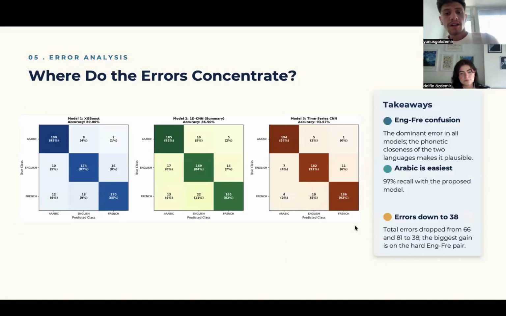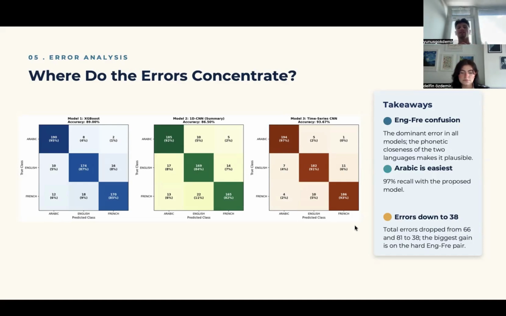When we come to error analysis, these are the confusion matrices, which show us where the models make mistakes. Across all three models, the most common confusion is between English and French. That actually makes linguistic sense. The two languages are phonetically and rhythmically closer to each other. Arabic is indeed the easiest class, reaching 97% recall with our proposed model. But here's the satisfying part.